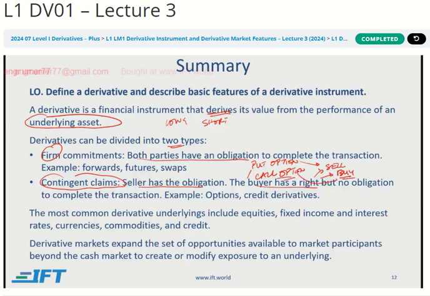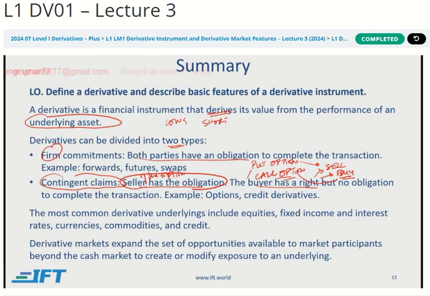So this is something that can get a little confusing, because here when they say seller has obligation, this is the seller of the option, not the underlying asset. Seller of the option.